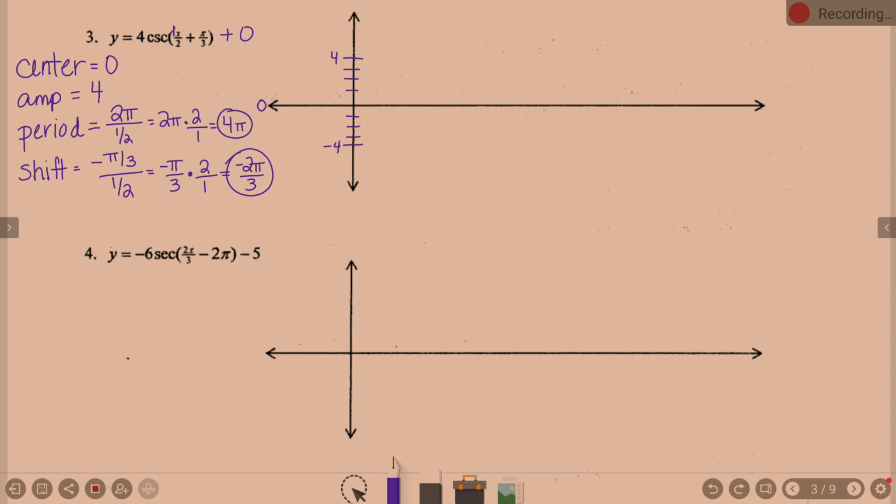What's a period of 4 pi? 4 pi means I'm going to take my graph all the way out to 4 pi. Break it into 4 pieces, yes? The middle of 4 pi is 2 pi. Make those symmetric. The middle of 0 and 2 pi is 1 pi. The middle of 2 pi and 4 pi is 3 pi.